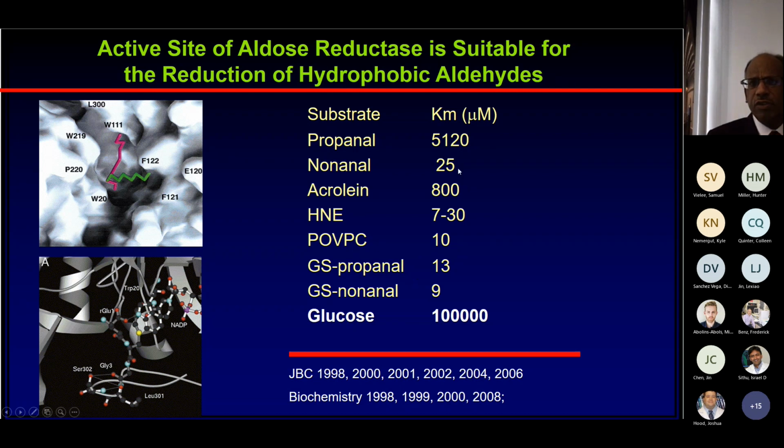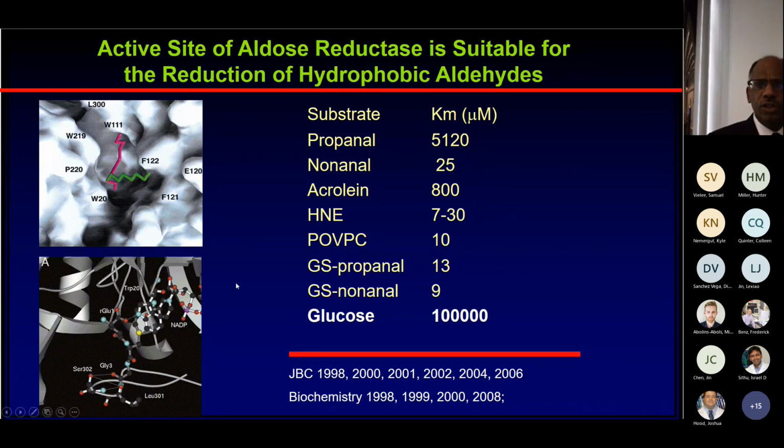So then we did a series of experiments doing the structure activity relationship. And what we found was that the short chain aldehydes were not good substrates for the protein. But when we got to a 6 carbon or longer chain length, they interacted with the hydrophobic residues at the active site, and they were catalyzed very nicely. So for example, the Km decreased from 5,000 micromolar to 10 nanomolar as we went to 6 or 9 carbon.